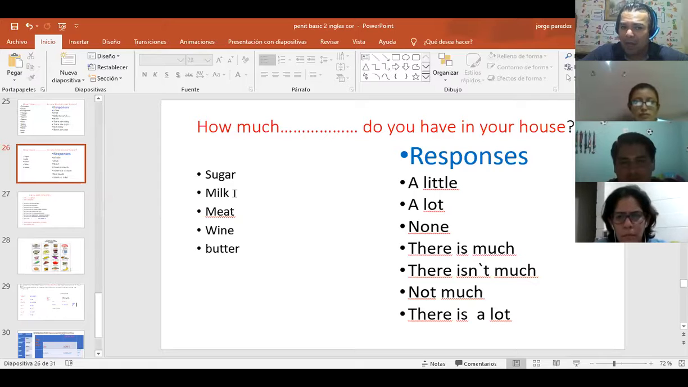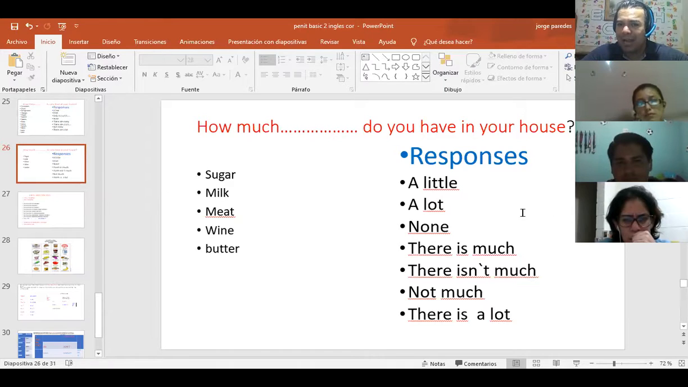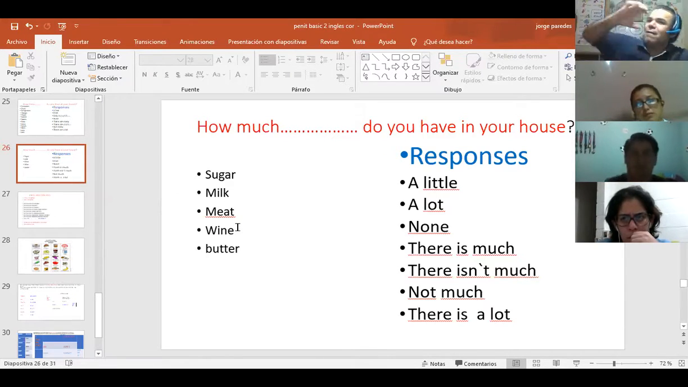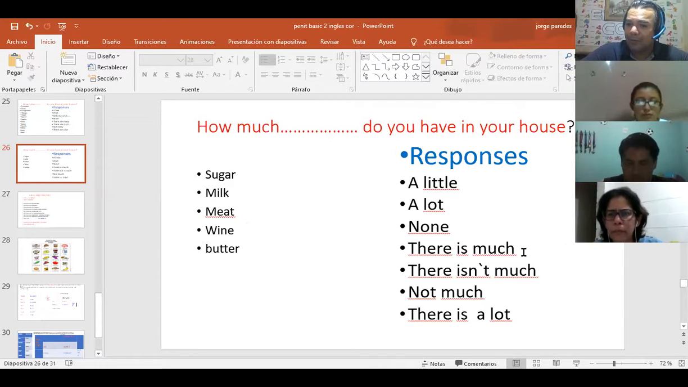How much milk do you have in your house? A lot, mucha, ¿ok? Supongamos que tienen 2 galones o 1 galón, ¿ok? How much meat, ¿cuánta carne? How much meat do you have in your house? None. No. Nada, ¿ok? How much wine, vino, do you have in your house? There is much, hay mucho, okay?